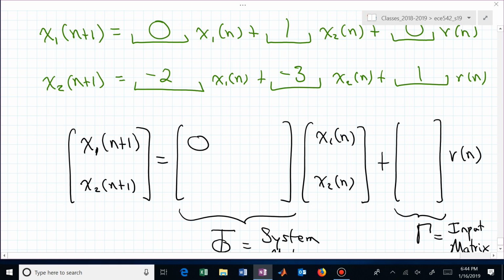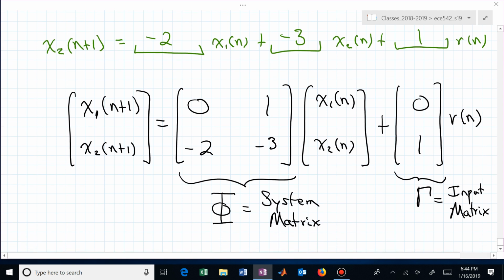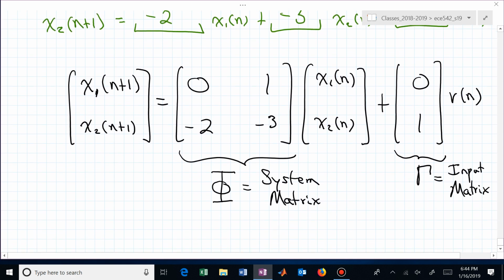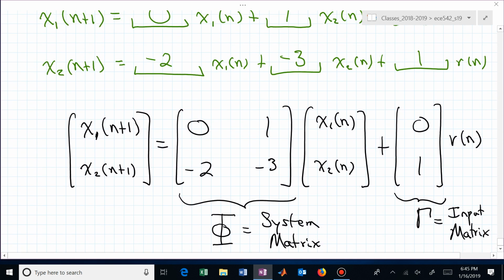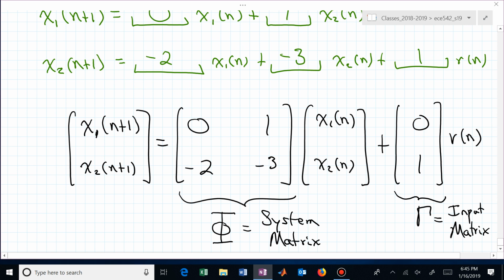We have nothing coming in or scaling x sub 1 of n. We have x sub 2 of n with a 1 and no r of n. The second equation gives us minus 2, minus 3, and a 1. Is it clear where the phi and the gamma came from?